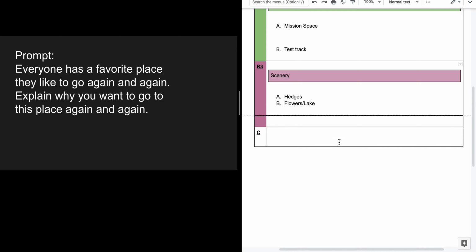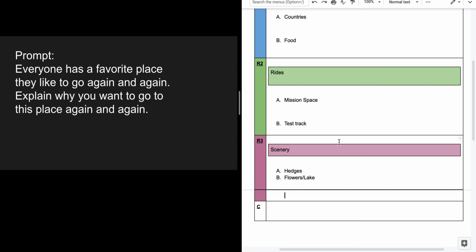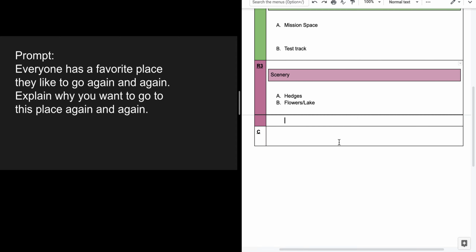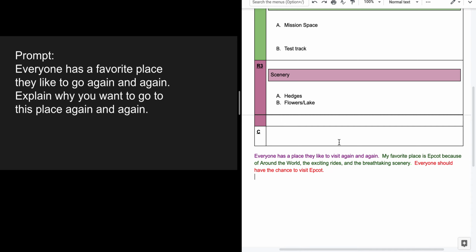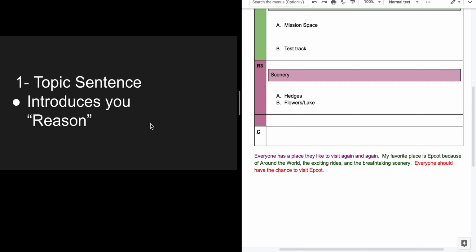So, after we write our 3 reasons, we have enough to write an I paragraph. So I'll just go over that real quickly. As a review, the I paragraph has in purple here our hook. I said everyone has a place they like to visit again and again. Our 3 reasons sentence: my favorite place is Epcot because of Around the World, the exciting rides, and the breathtaking scenery. And then lastly, our concluding sentence: everyone should have the chance to visit Epcot. So we've got our I paragraph. Now let's work on our first R paragraph.